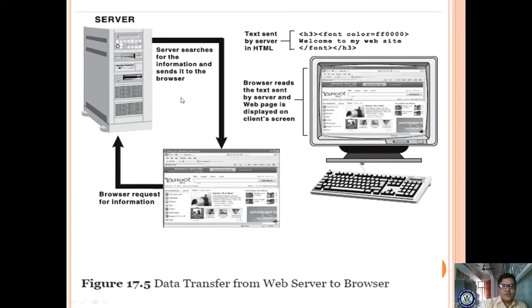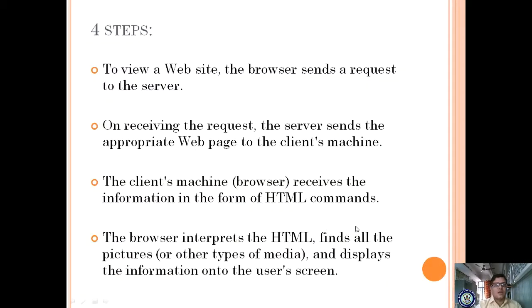Here it is given. Server searches for the information and sends it to the browser. Browser requests for the information. Through your browser, you are requesting the data from the server, and the server searches and sends back the processed state. Okay, so in your computer, you are having a browser. Through the browser, you are requesting the data and the server responds to your requested data. Okay, and steps, 4 steps. Let us see what the 4 steps are.